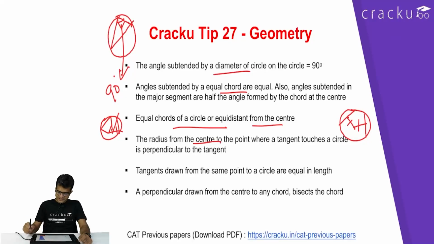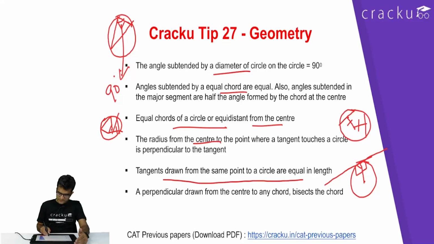The radius from the center to the point where the tangent touches the circle is perpendicular to the tangent. This is again a very useful theorem. This is used in many of the problems. If you have a circle and if you have a tangent to the circle, say this is a tangent which touches the circle at exactly one point. If you connect that point to the center of the circle, these two lines will be perpendicular to each other. The tangent is perpendicular to the line connecting the point of intersection of the tangent and the circle to the center.